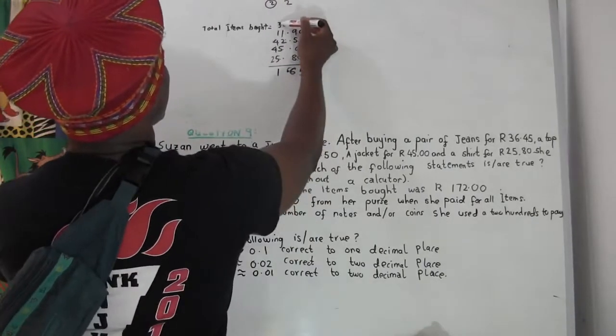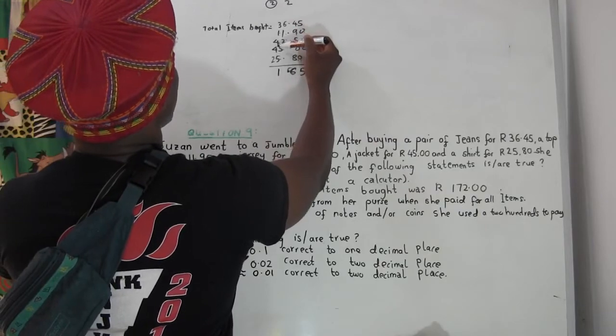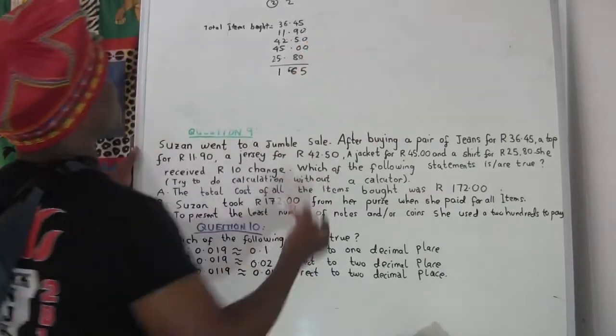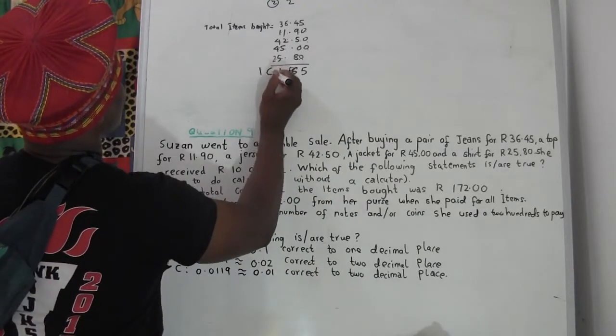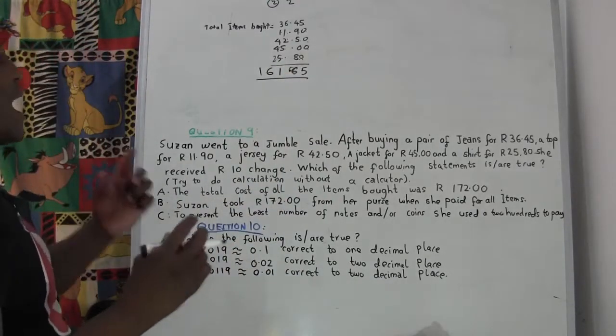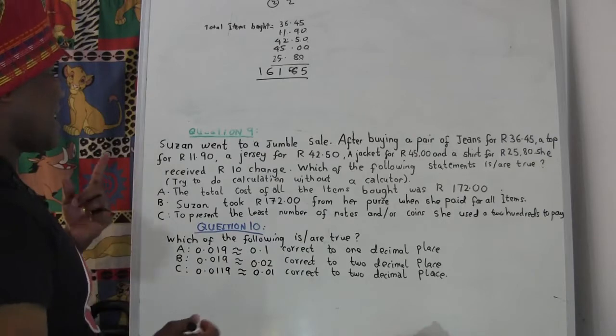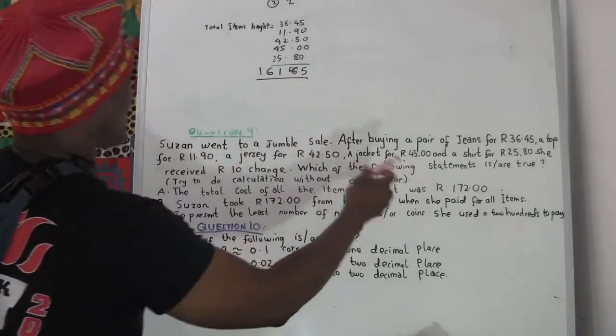Okay. Now we come here. 3 plus 1, 4. 4 plus 4 is 8. 12. And then 12 plus 2 equals 14. And that 2 is going to be 16. Oh, so this is the total item bought. The amount that it costs her to buy the items in total. Total item bought.